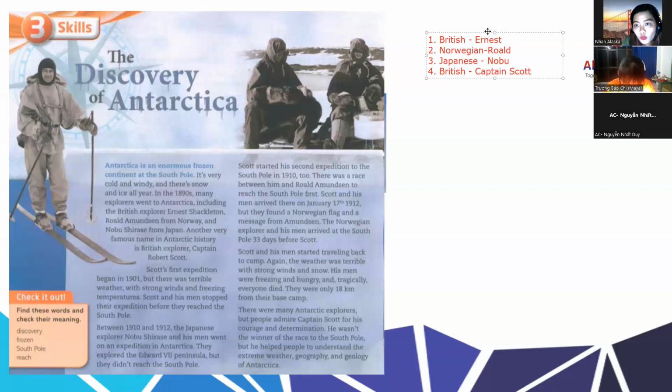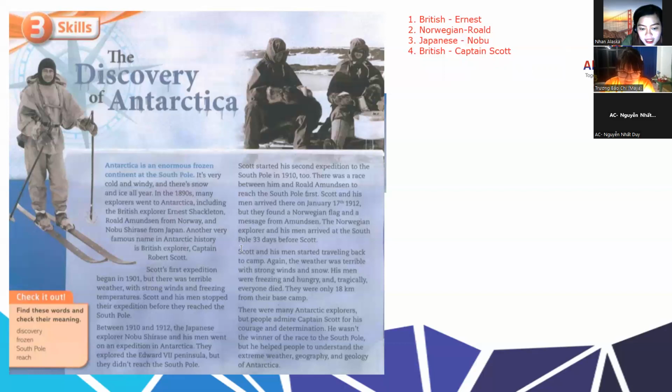So that's what you understand on the first paragraph. There are four explorers mentioned. So with this first paragraph, done. Let's proceed to the second paragraph. Scott's first expedition began in 1901. All right. So you're going to write Scott, first expedition.